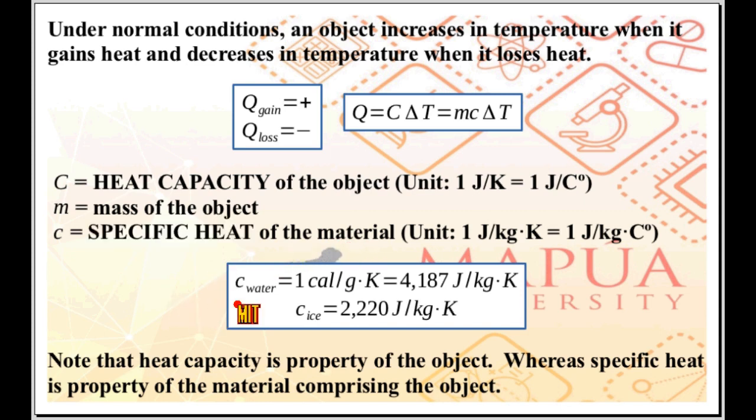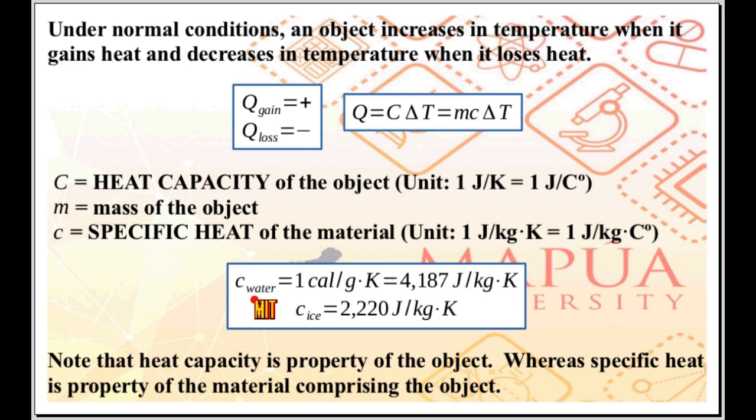Water is a common substance. Preferably, you memorize the specific heat of water. Specific heat of water is 1 calorie per gram Kelvin. So aside from joules per kilogram Kelvin, we also have calories per gram Kelvin. Water is 1 calorie per gram Kelvin or 4,187 joules per kilogram Kelvin. This is for water, liquid H2O.